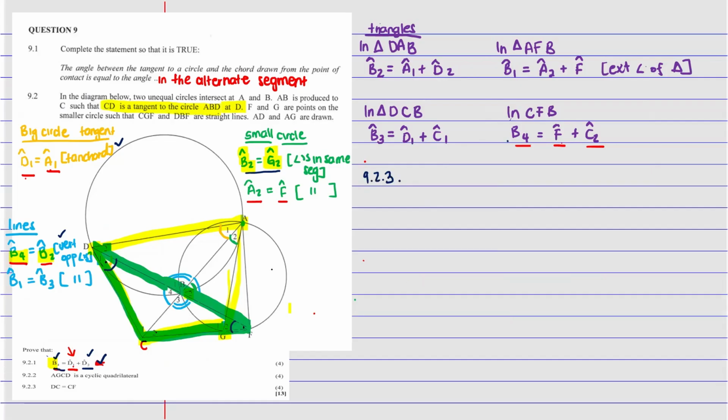So this is going to be 9.2.3, right? And again, we have already proven the following. Okay, cool, I have all the information that I need. So now we need to link these two together, right? What do we know about the relationship of F? We see that angle F is equal to angle A2. Do you guys see that?